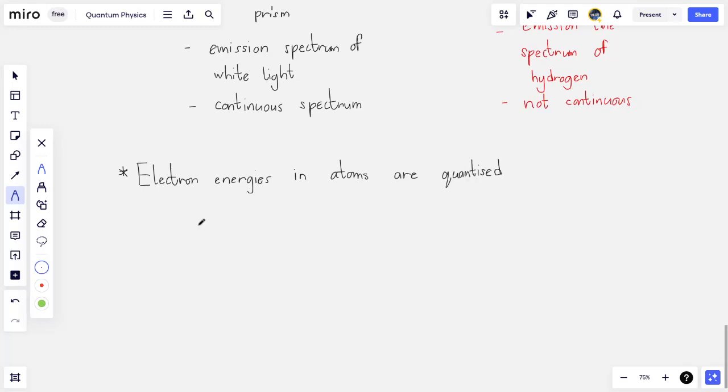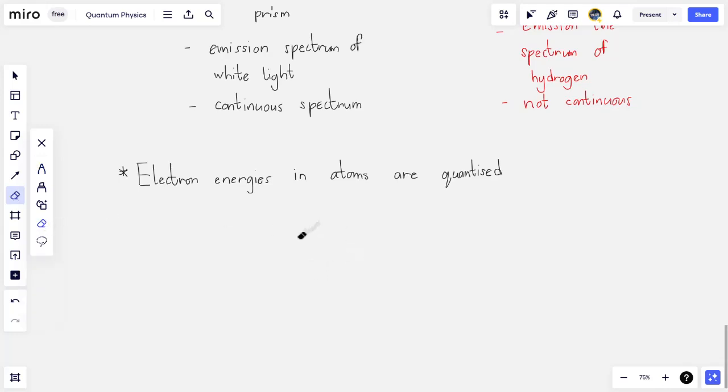So the electron energies in atoms are quantized. What does this mean? If I think of an atom with a nucleus in the center, with neutrons and protons, a positively charged nucleus, and a negatively charged electron orbiting the nucleus, this electron can exist, as you know, in different orbitals around the atom. And we say that the energy gets higher as the electron goes to the outer orbitals.